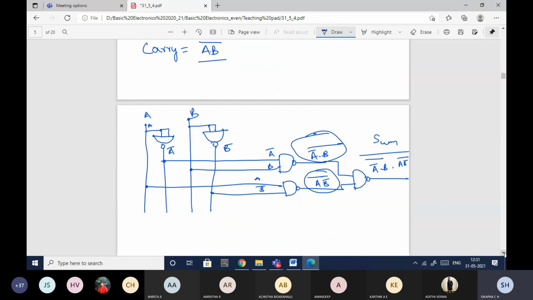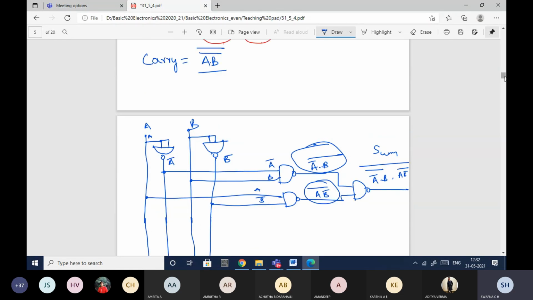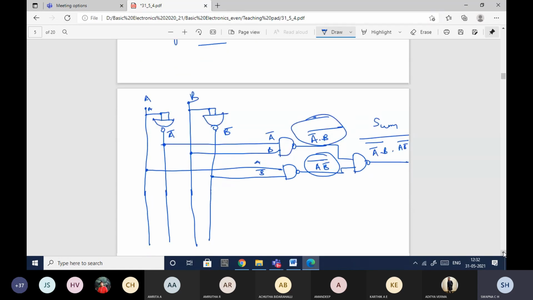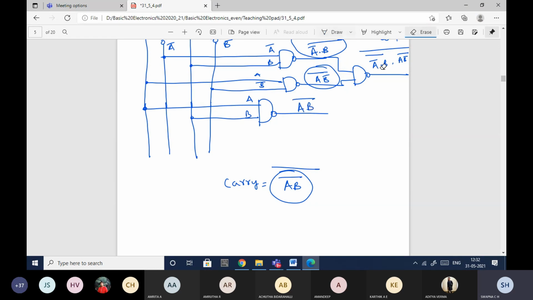In the same way, I need to also get carry from the same circuit. Here you don't draw it separately because you need to get sum and carry simultaneously. Carry is nothing but A B bar. Carry equation is, I'll write it down, AB bar whole bar. So this AB bar I can directly get from, this is my A line, this is my B line, give it to the NAND gate so that I'll get AB bar. But I have one more bar also.